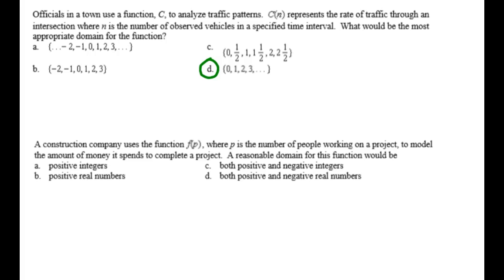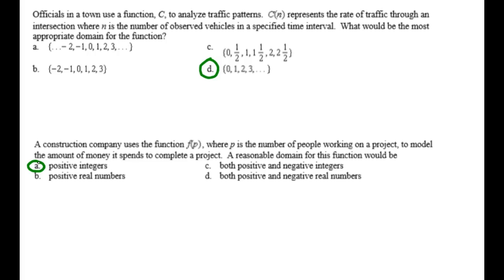This is going to be very similar to the last problem because our domain, our input in this case, refers to the number of people working on a project. You can't have a negative amount of people, so we can eliminate choices C and D right away. And we can't have a part of a person working on a project, so we can eliminate answer choice B. The only choice that makes sense in this case is choice A, positive integers, because we're referring to the number of people.